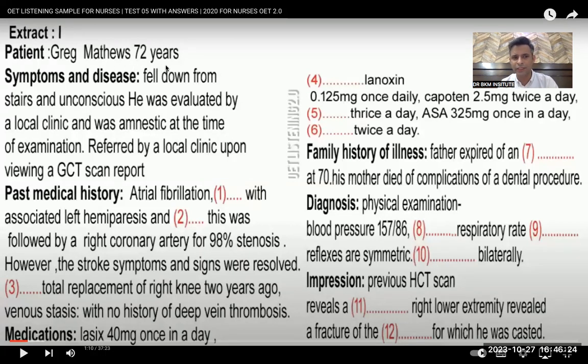So Greg Matthews, 72 years, symptoms and disease, fell down from the stairs, unconscious, evaluated by a local clinic, was amnestic. Amnestic means a kind of memory loss, temporary memory loss.